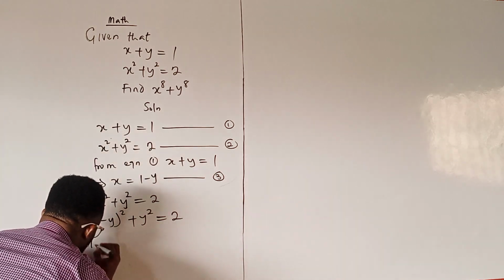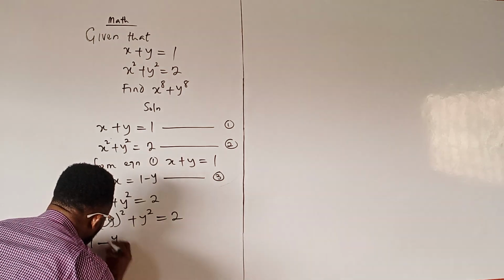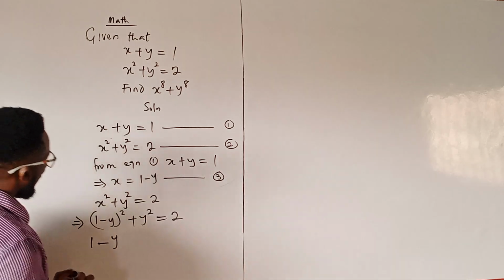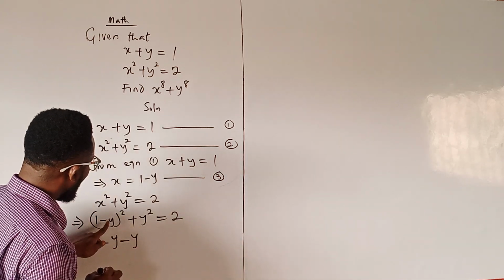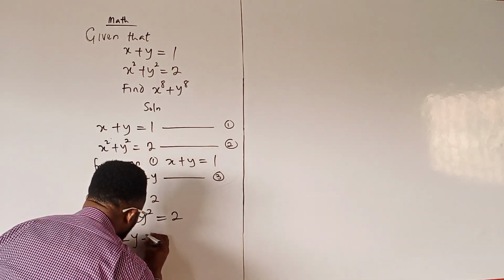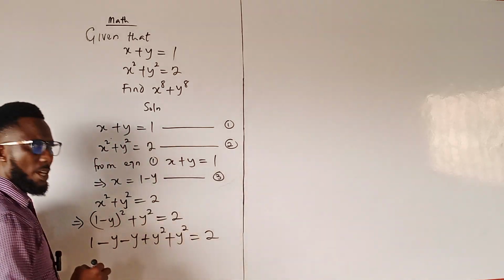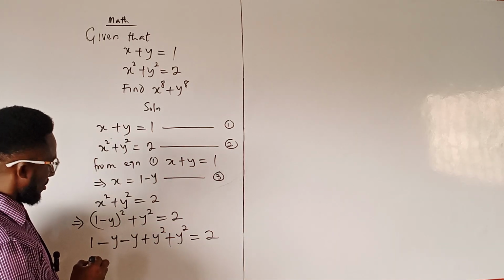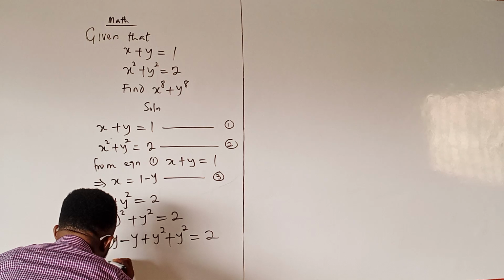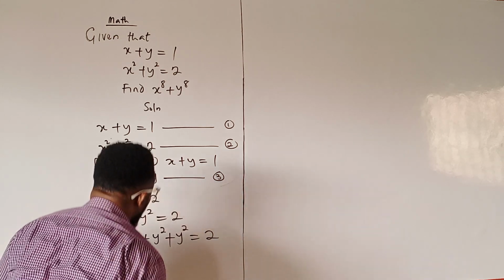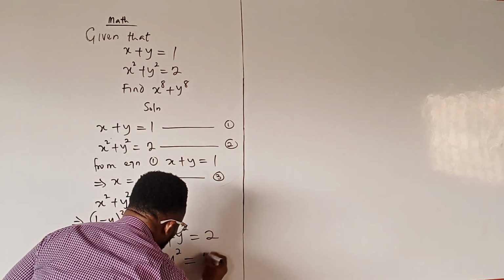So 1 squared is 1, I'll write 1. Then 1 multiply negative y is negative y. Negative y multiply 1 will also give us negative y. Negative y squared will give us positive y squared. I'll be having y squared plus y squared equal to 2. At the end of the day, if we collect like terms, negative y added to negative y will give us negative 2y. I'll be having 1 minus 2y. Here we have y squared plus y squared, which is 2y squared. 2y squared equal to 2.